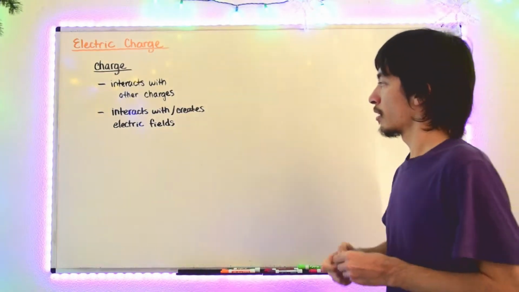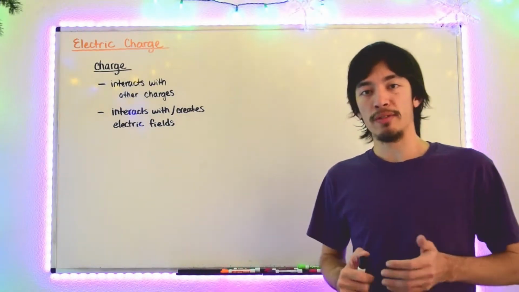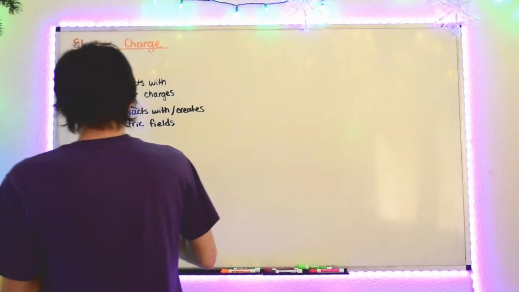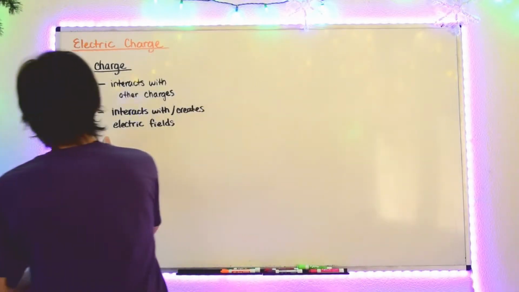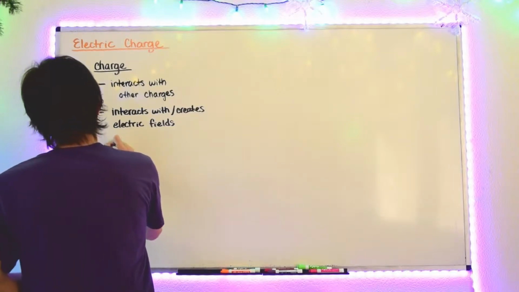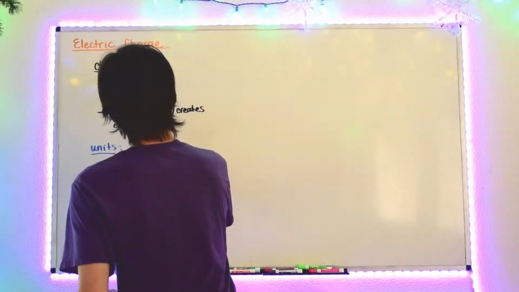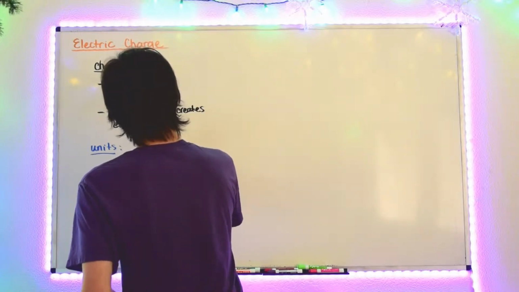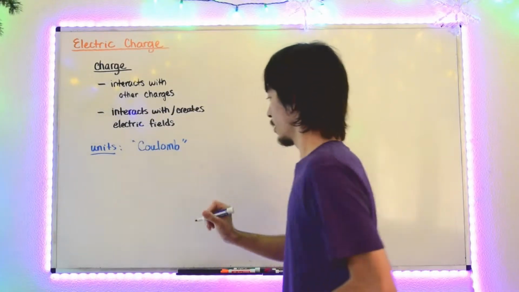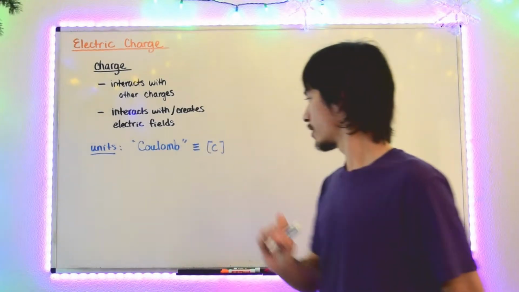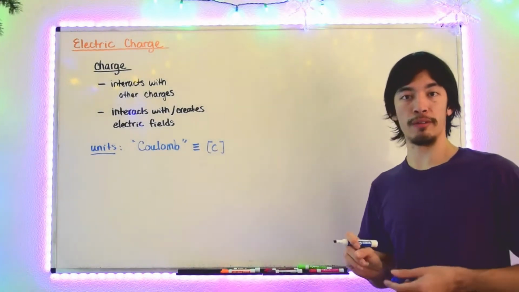Okay. So how do we quantify charge exactly? The standard unit of charge is called the coulomb. We abbreviate this with just the letter C. So C represents coulombs of charge.